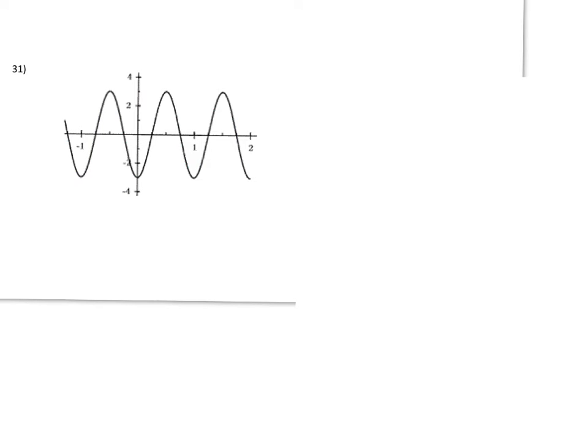Okay, so in number 31, now if we look here, we have a cosine curve, right? It's not going through the point 0, 0, so we know it's not sine. And because it's starting low, just like the last one, and then coming up, we know it's going to be a negative cosine curve. All right, so there we go. Now, the amplitude is, here's a 2, here's a 4, it's right in the middle of that, so the amplitude is 3.